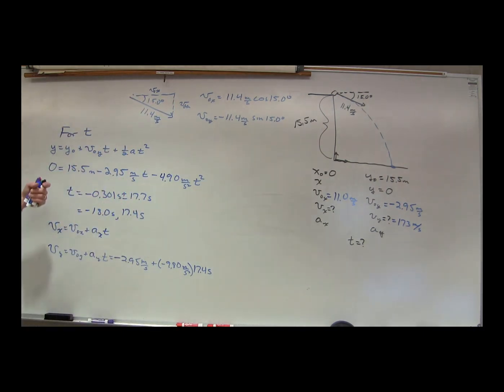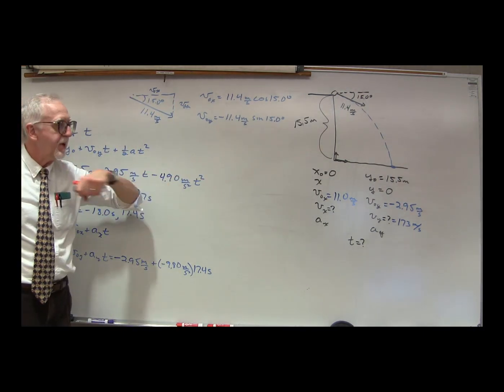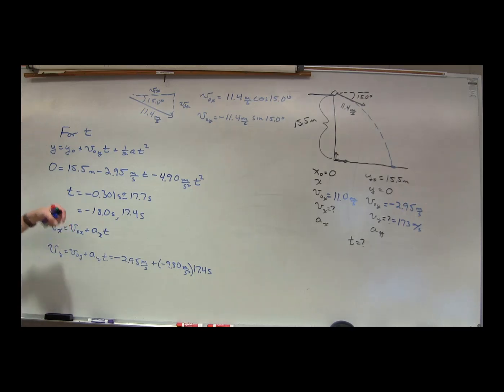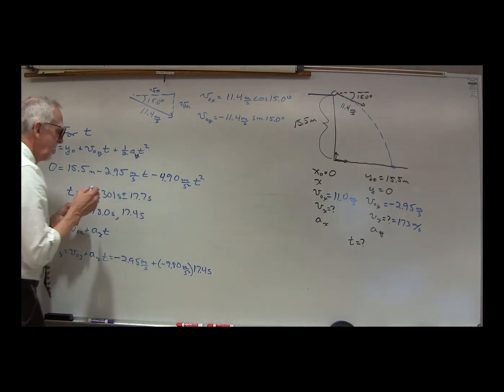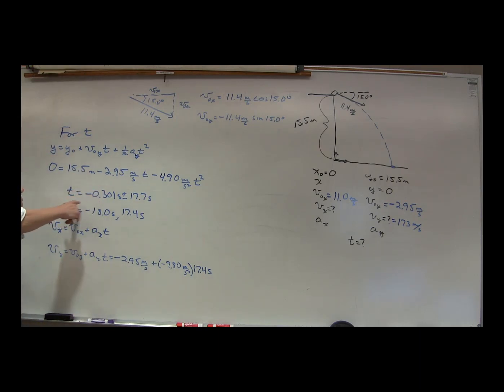Then calculating T, again, not enough information in X to do it. From Y, we solve Y equals Y naught plus V naught Y T plus 1/2 Ay T squared. Putting in the values like we always have, solving the quadratic, we end up with negative 0.30 seconds plus or minus 17.7.